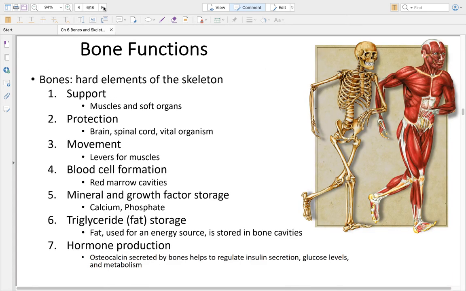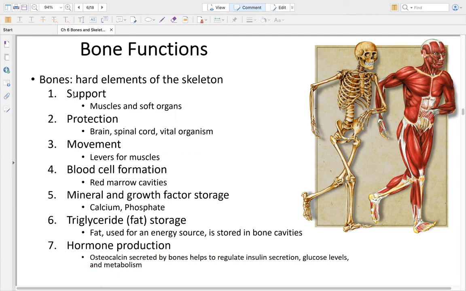Our bones have a significant amount of function, seven, in fact. So we'll go ahead and start with the first one. Their basic functions are to support, protect, movement. They make blood cells. They store our minerals and growth factor. Growth factor storage is incredibly important. And they store fats, specifically triglycerides, and they make hormones.